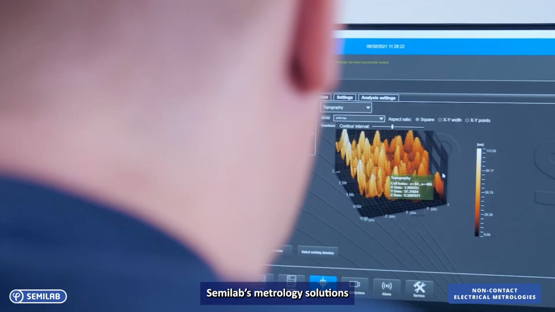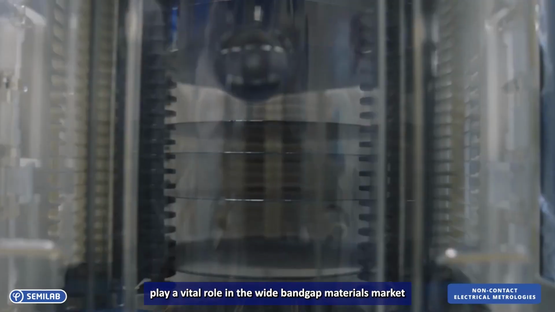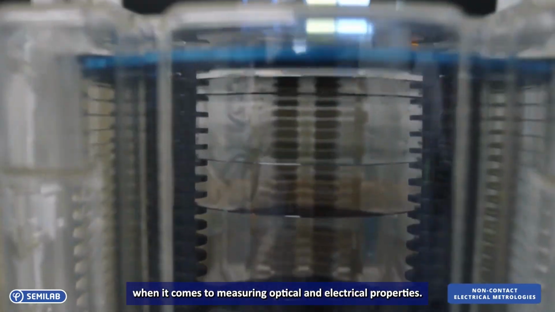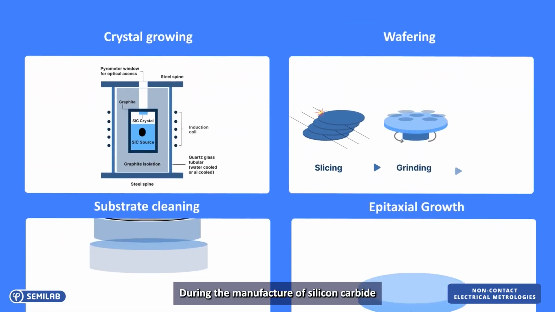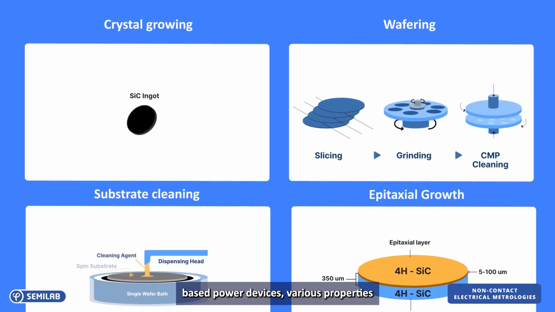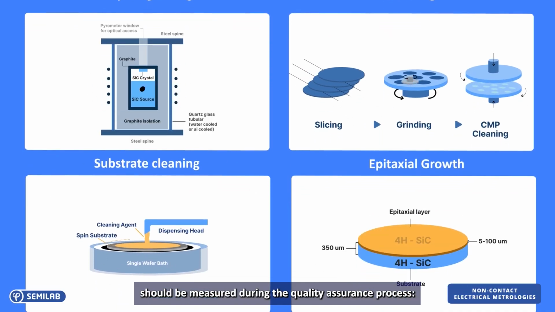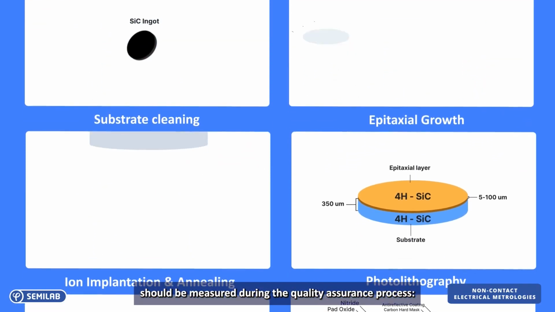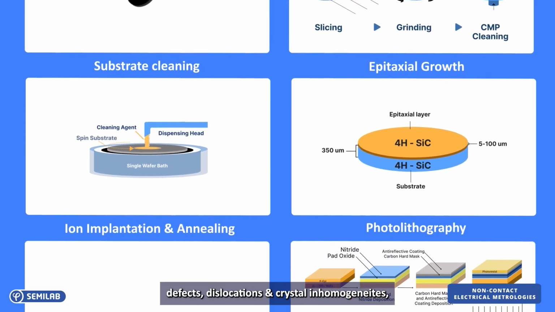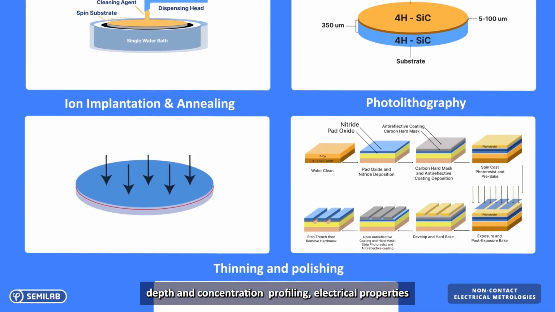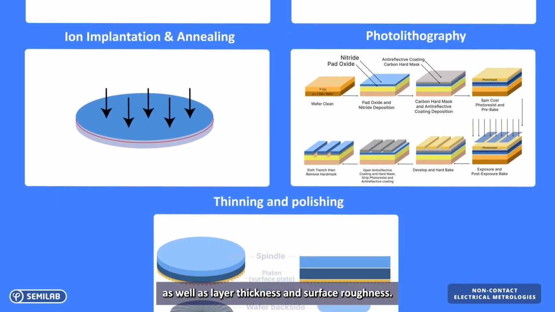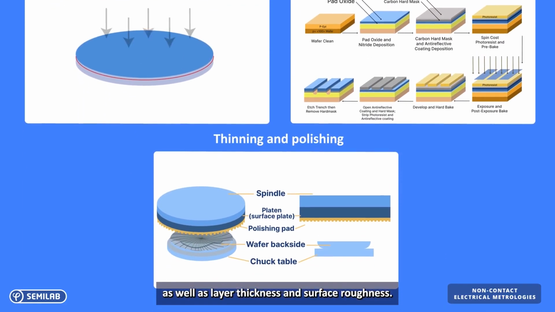Semilab's metrology solutions play a vital role in the wide bandgap materials market when it comes to measuring optical and electrical properties. During the manufacture of silicon carbide-based power devices, various properties should be measured during the quality assurance process: defects, dislocations and crystal inhomogeneities, depth and concentration profiling, electrical properties, as well as layer thickness and surface roughness.